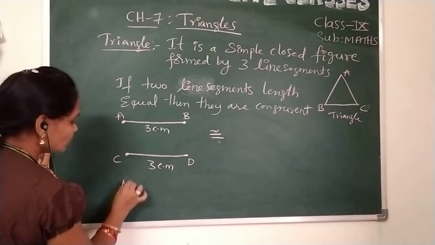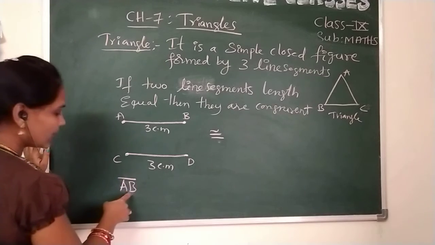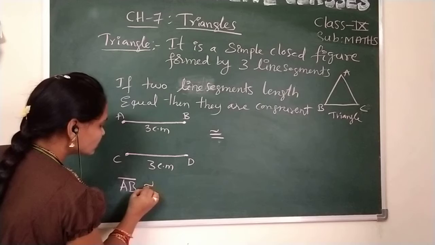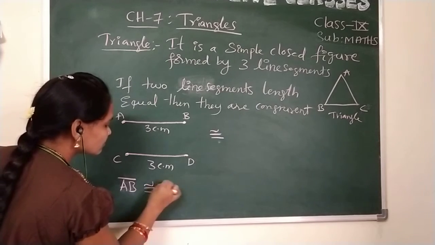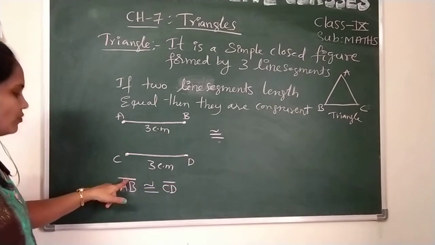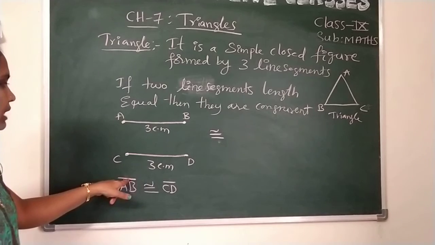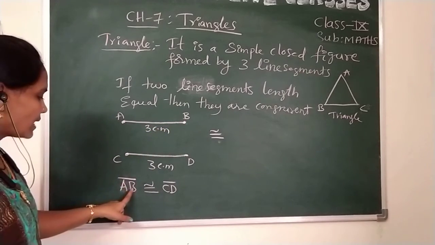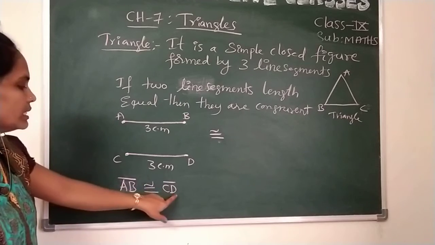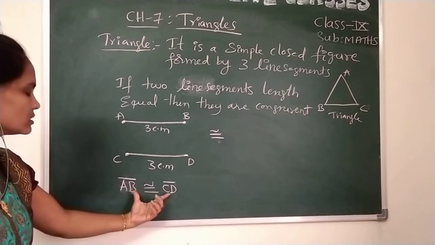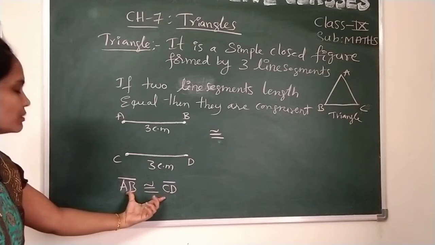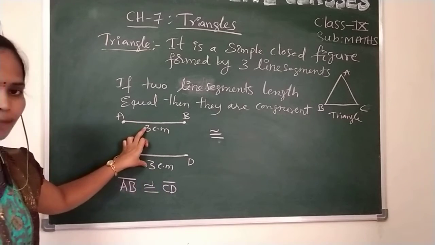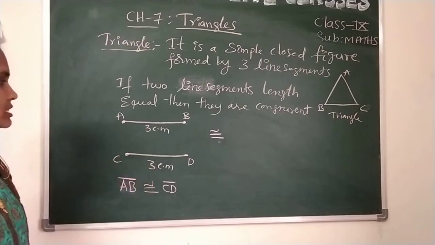So line segment AB is congruent to line segment CD. A line segment should have 2 end points. Why are these 2 congruent line segments? Because they have the same length, 3 centimeters and 3 centimeters.